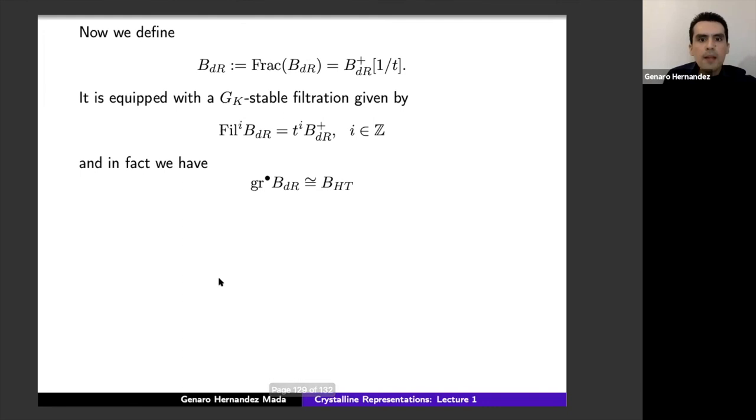And in fact, we have that if we take the graded algebra of this for this filtration, we are going to obtain the B_HT that Rogelio defined in the morning, or that he talked about in the morning, the Hodge-Tate ring, okay? So here we have a new period ring.